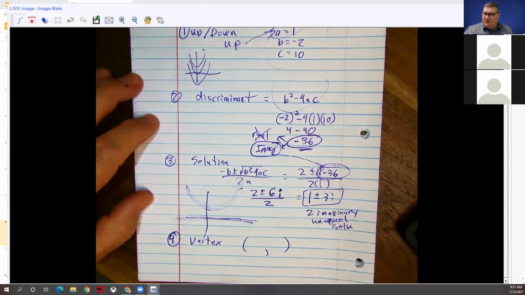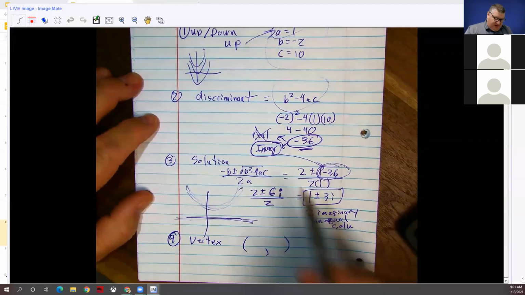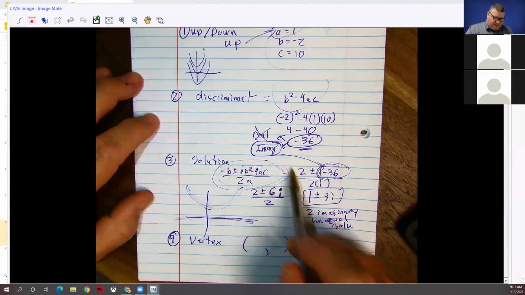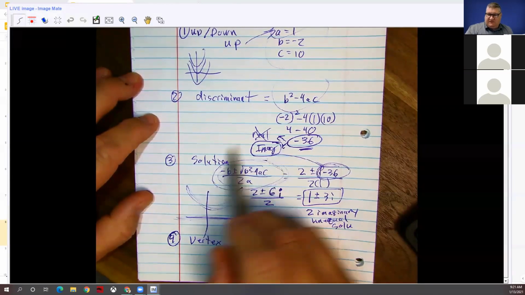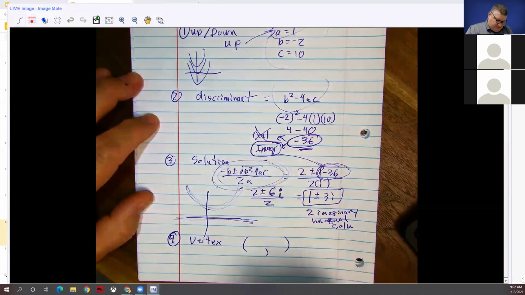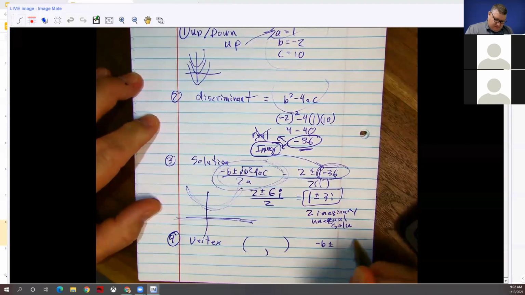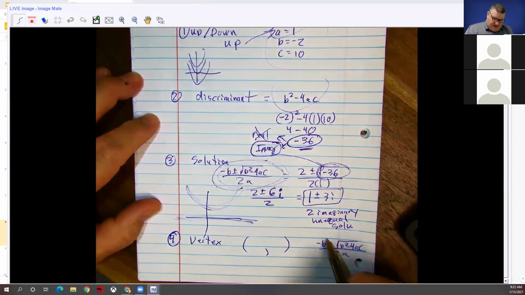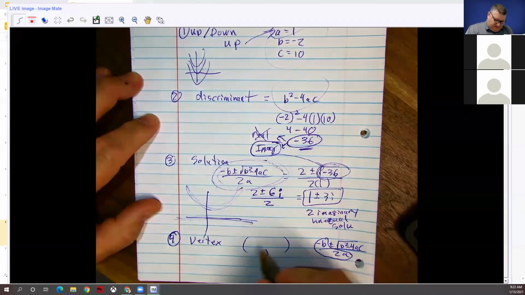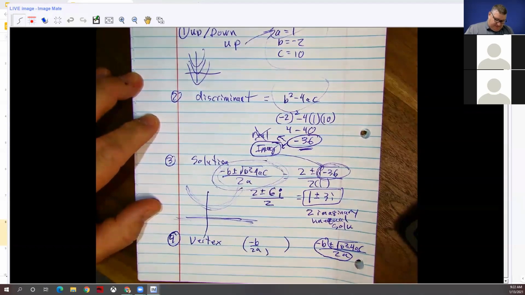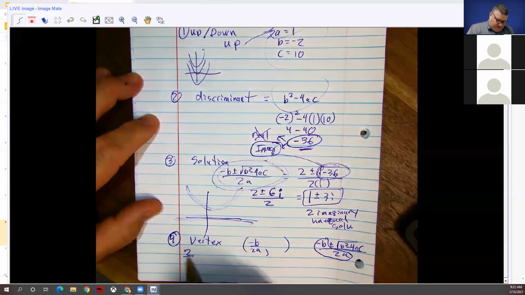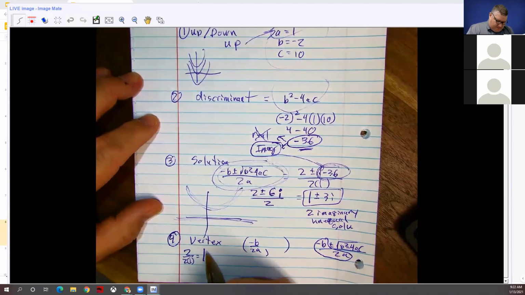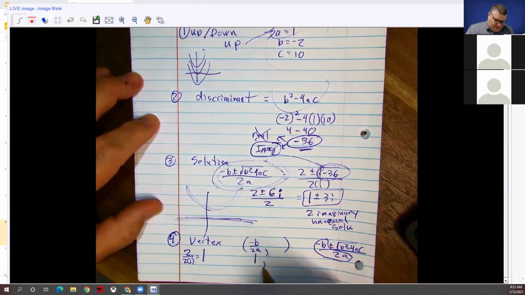Carmen, Michaela, what do we know? I'll give you a hint. It's somewhere right in here. How do I find the vertex? It's right here, guys: opposite of b over 2a. So we're going to say 2, because that's the opposite of negative 2, over 2 times 1, which is 1. So the x value here is 1.